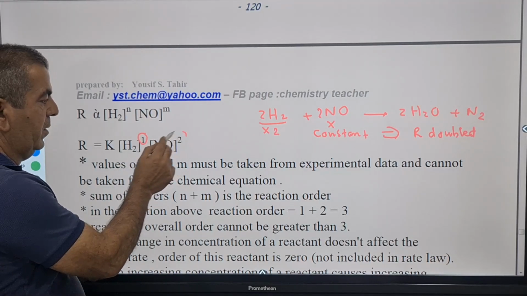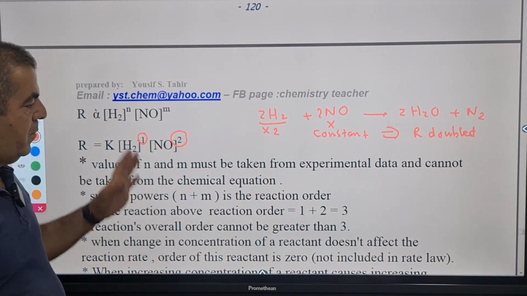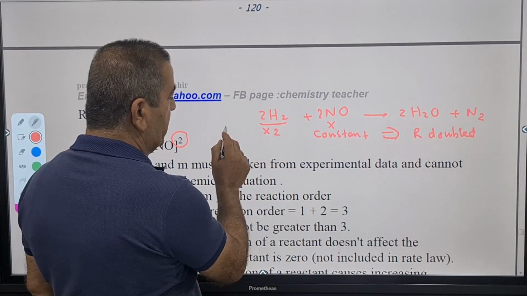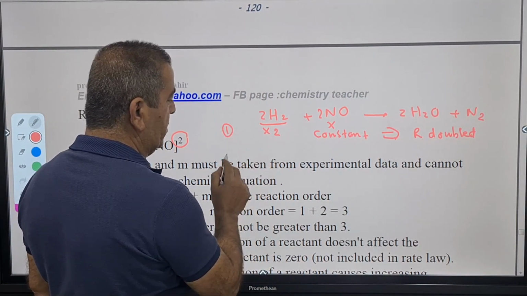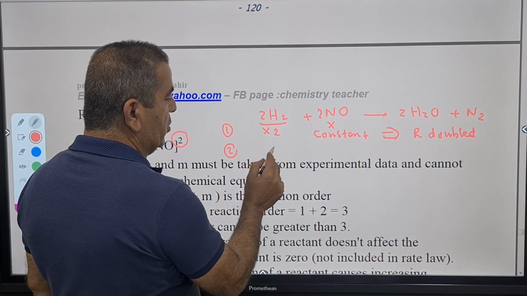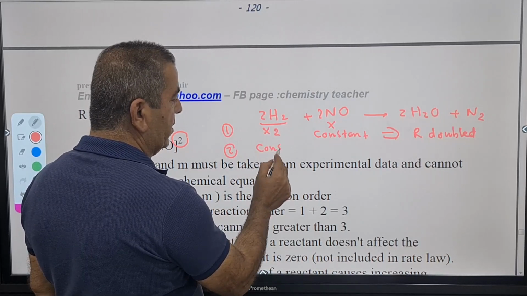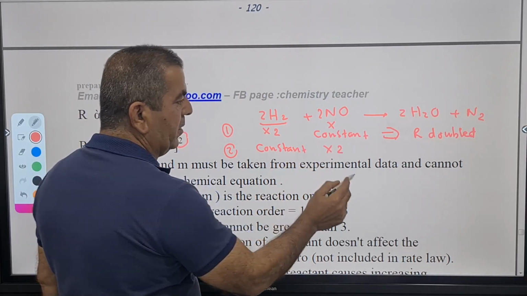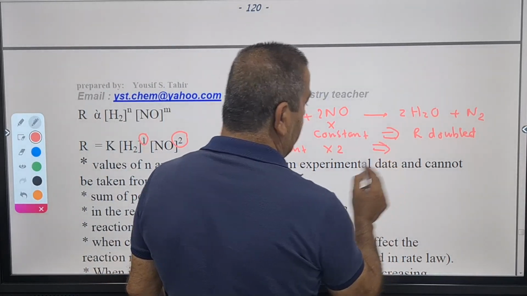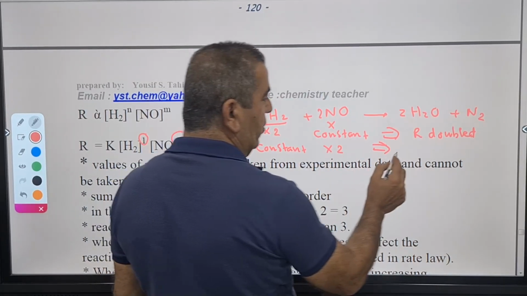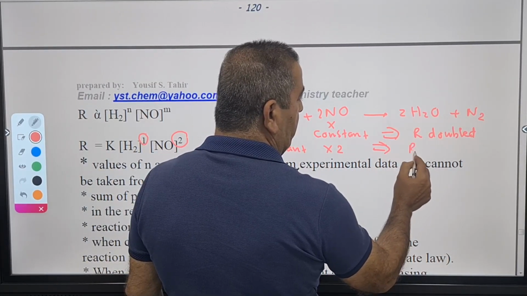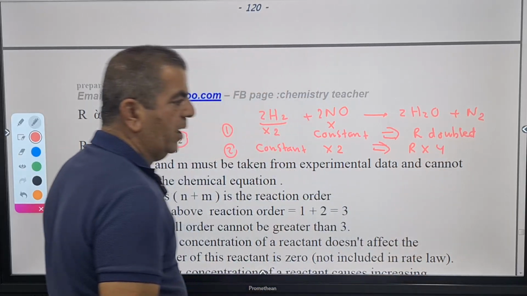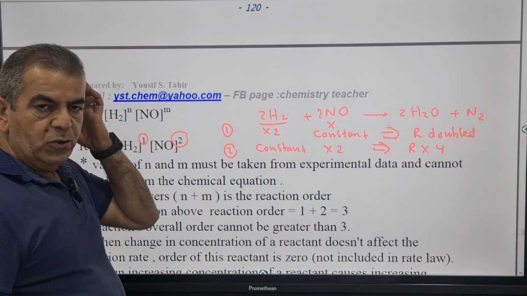For the second one, the order is 2, which means, suppose this is experiment 1 and 2, when keeping this constant and this is doubled, this change in concentration of NO makes the rate four-folded, which means times 4. We know that 4 equals 2 to the power how many? Of course, 2.